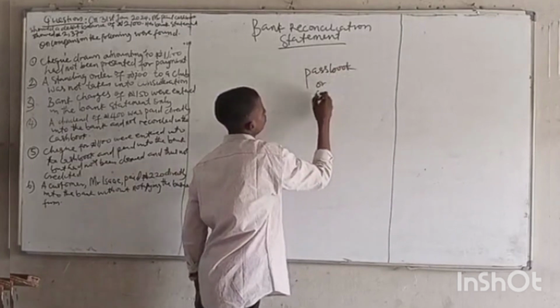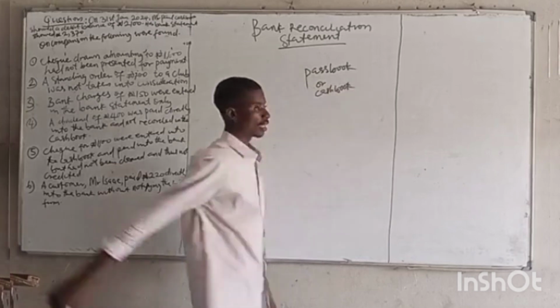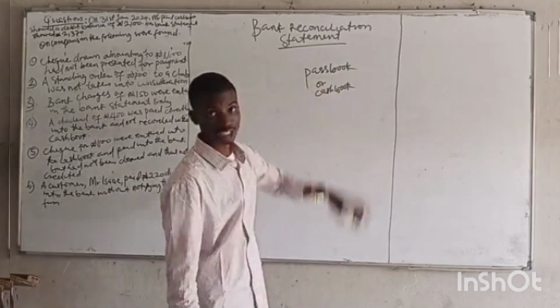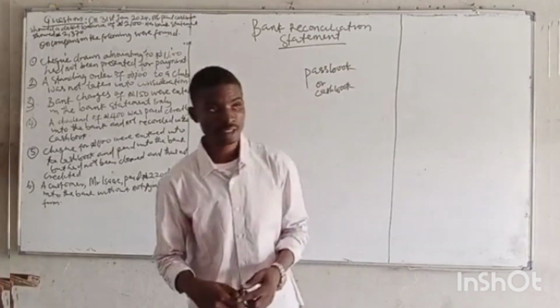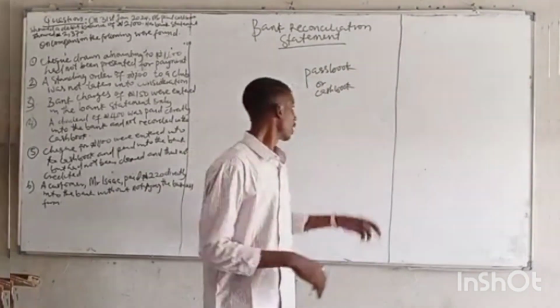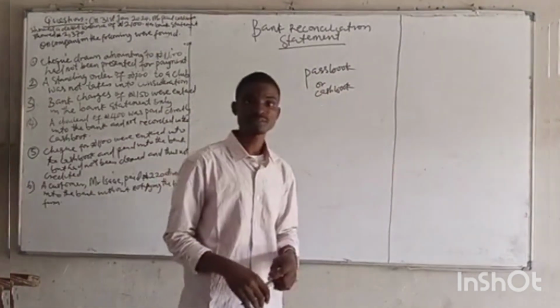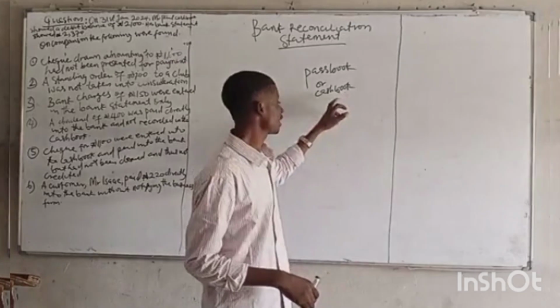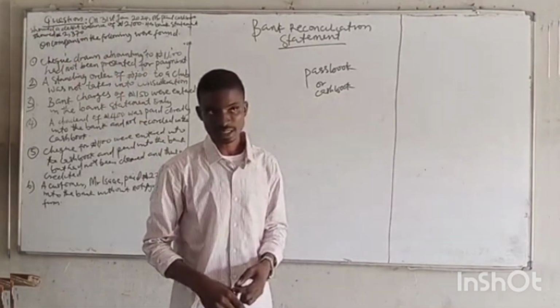or cash book. Either they prepare this one or they use a cash book in such a way that when they pay money into their bank account, the business firm will debit their cash book, while the corresponding entry is supposed to go to the credit side of the bank statement.